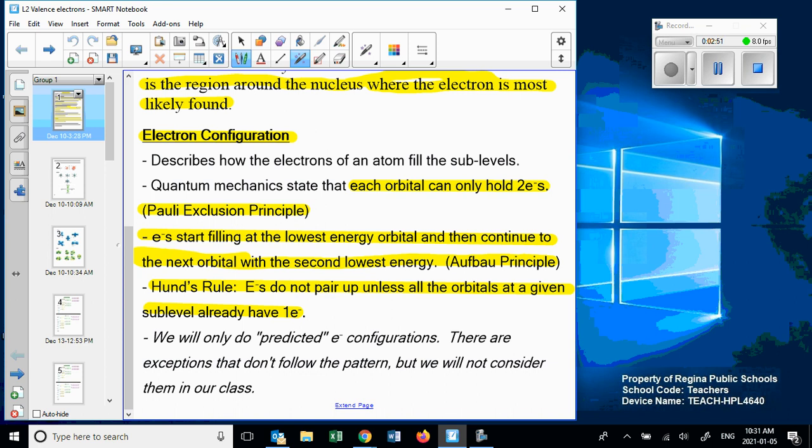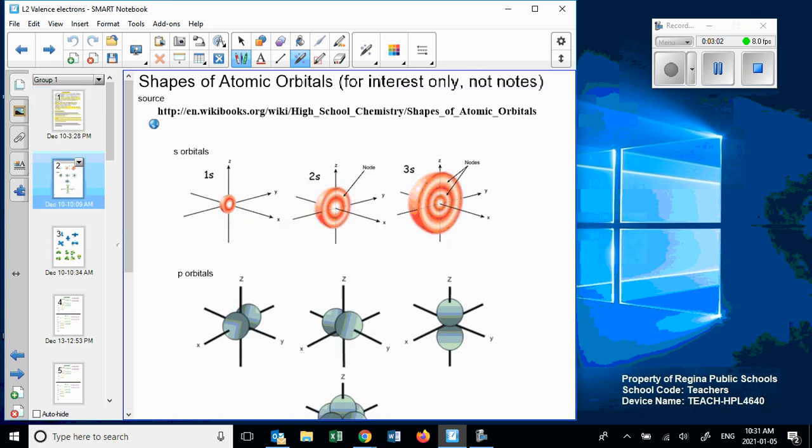Now, the next thing that I'm going to show you in the next few slides is not notes. Don't copy these down. I'm just going to show you a little bit. The shapes of the orbitals: interest only, not notes.